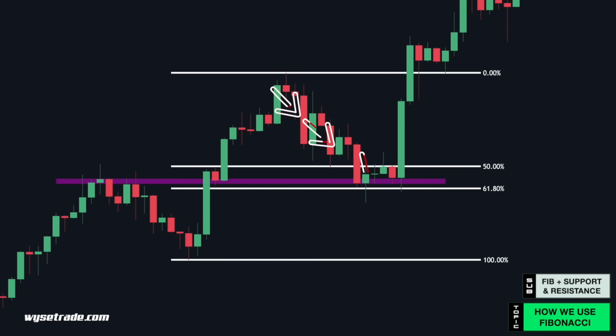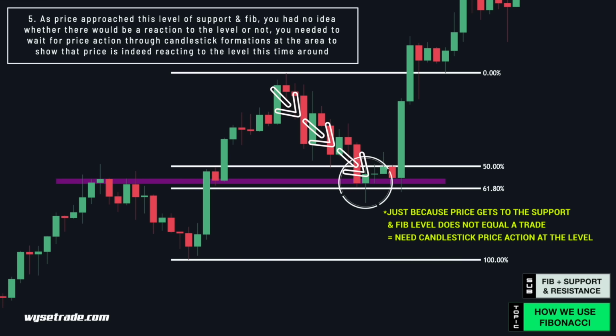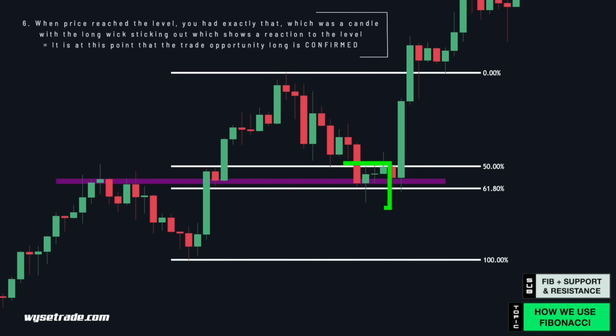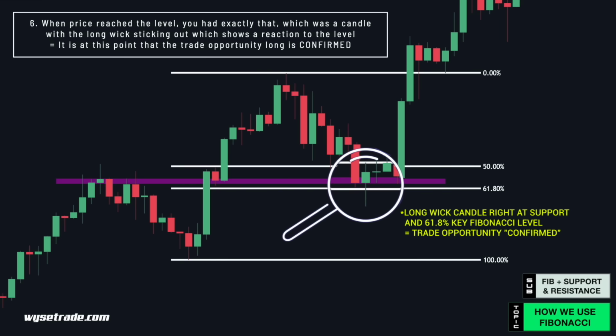Now, as price approached this level of support, you had no idea whether there would be a reaction to the level or not. You needed to wait for price action through candlestick formations at the area to show that price is indeed reacting to the level this time around. So when price reached the level, you had exactly that, which was a candle with a long wick sticking out, which shows a reaction to the level and confirms the trade opportunity long.